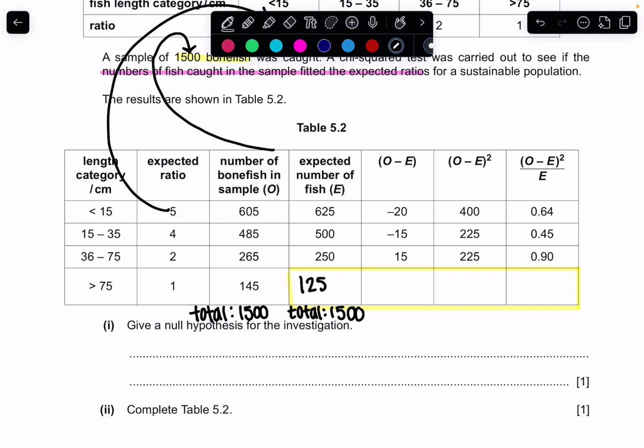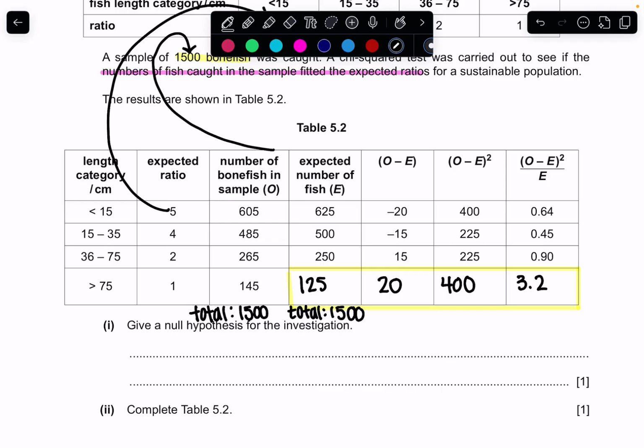Then, very straightforward, O minus E, that's observed minus expected. So in the next box over, it's 145 minus 125 gives you 20. Then you're going to take 20 and square it. That will give you 400. And finally, you're going to take the squared number and divide it again by the expected number. You'll get 3.2.